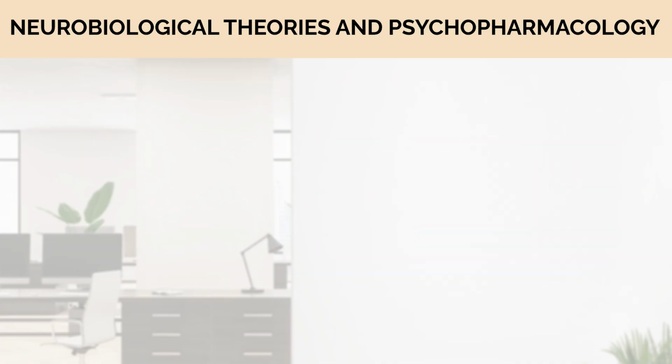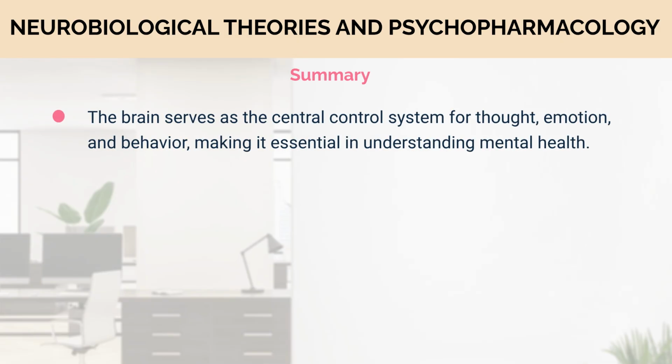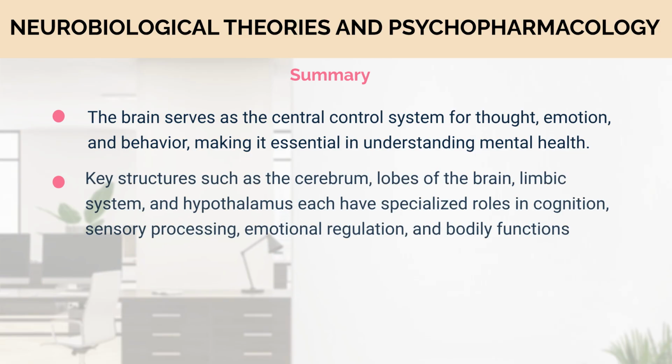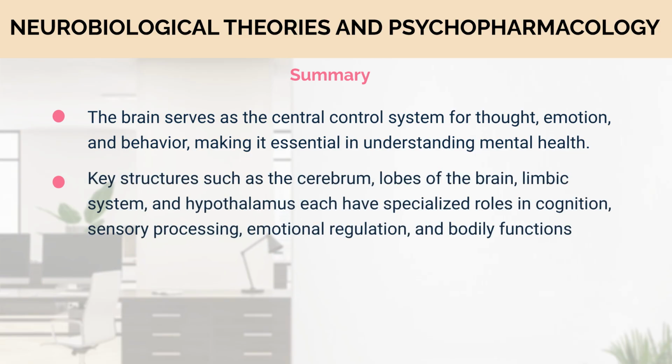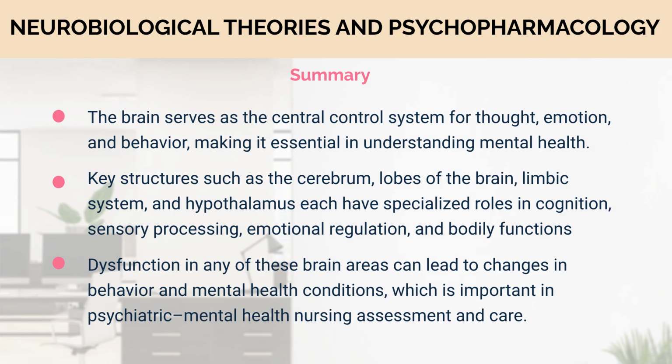All right, let's wrap this section up. 1. The brain serves as the central control system for thought, emotion, and behavior, making it essential in understanding mental health. 2. Key structures such as the cerebrum, lobes of the brain, limbic system, and hypothalamus each have specialized roles in cognition, sensory processing, emotional regulation, and bodily functions. 3. Dysfunction in any of these brain areas can lead to changes in behavior and mental health conditions, which is important in psychiatric mental health nursing assessment and care.